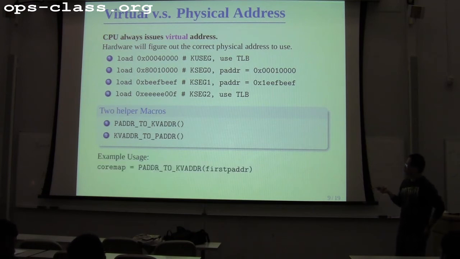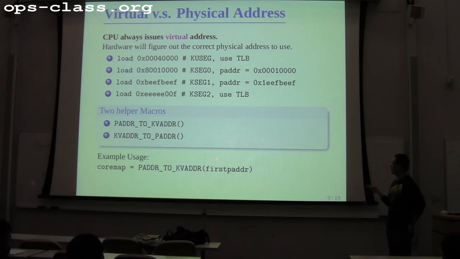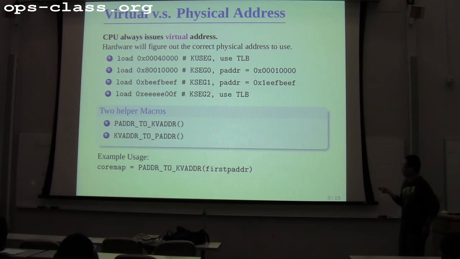So one example usage of this mapping is that, in the previous example, we know the first physical address, right? We want it to be the start of the core map. Instead of directly assigning the first physical address to coremap, we need to do the translation, right? Because this has to be a virtual address. Okay. Any questions on this in general?